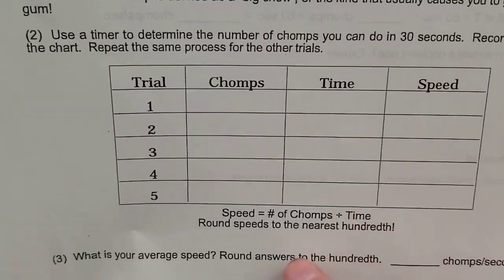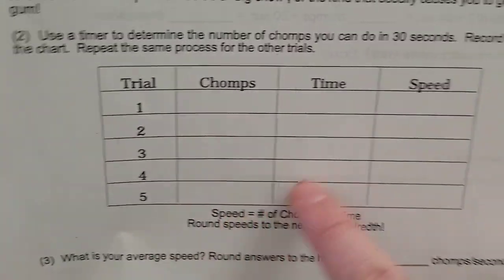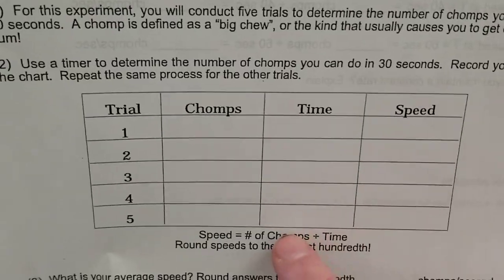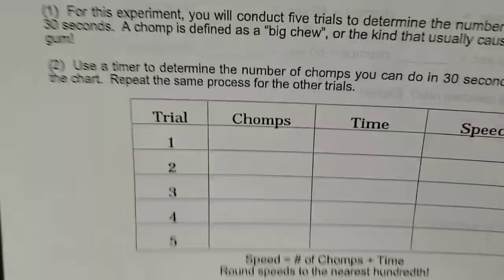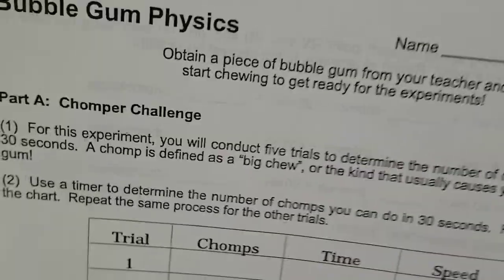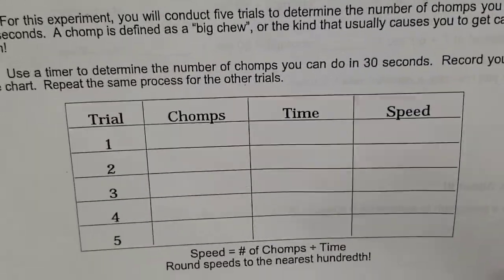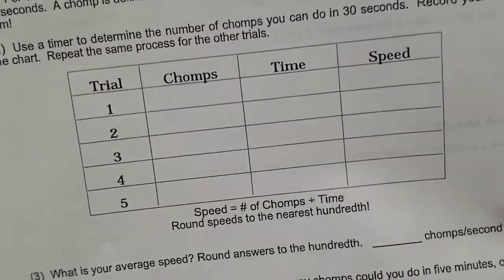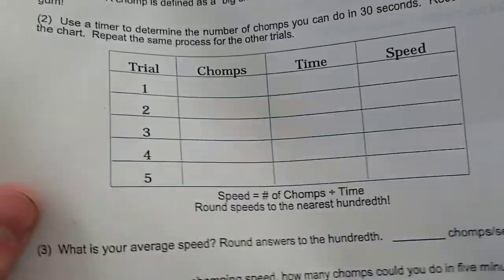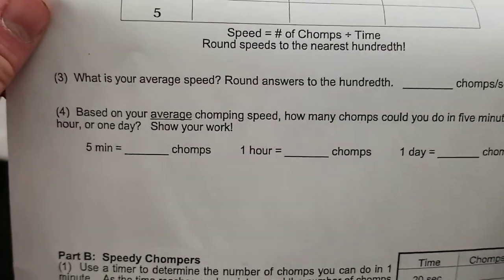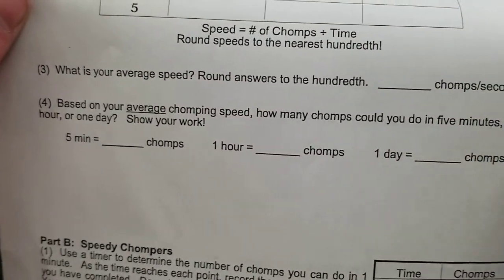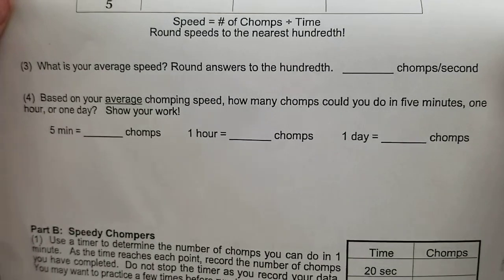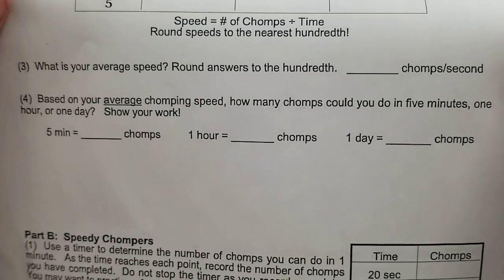So from that, you're going to calculate speed. What is the average speed? Well, your speed's going to be number of chomps divided by time. So instead of distance over time, this is going to be chomps over time. And you're going to get your speed from doing that math equation. All right, and then it asks, based on your average chomping speed, how many chomps could you do in 5 minutes, 1 hour, and 1 day?